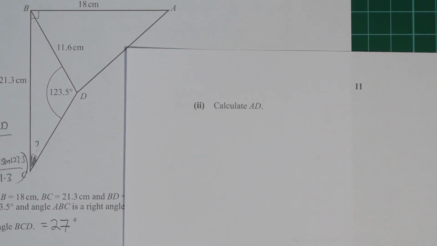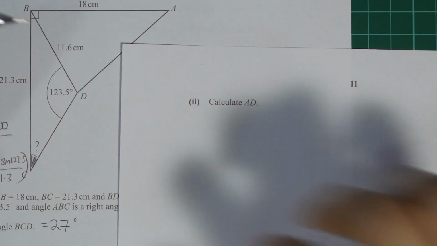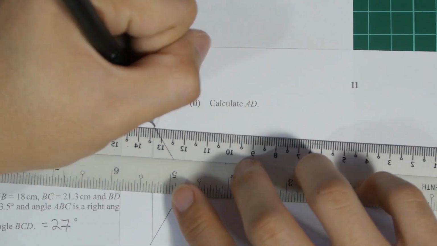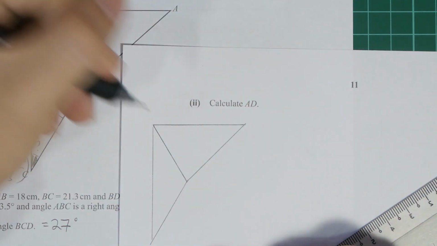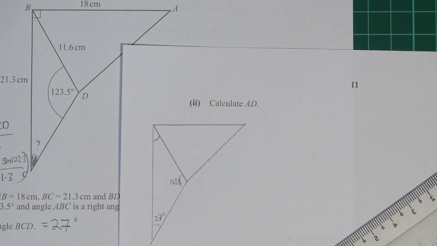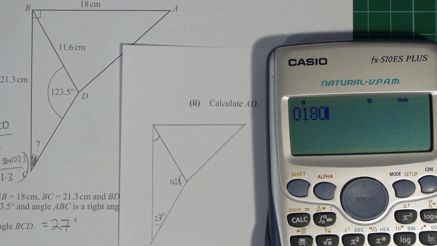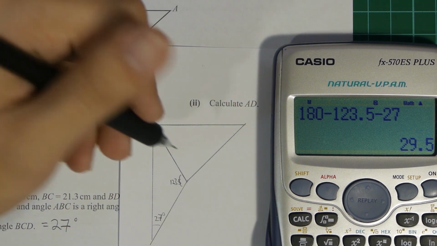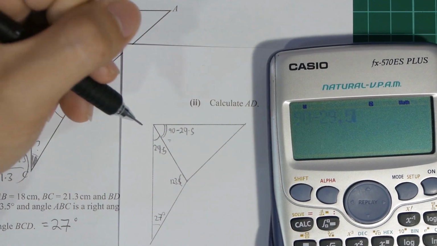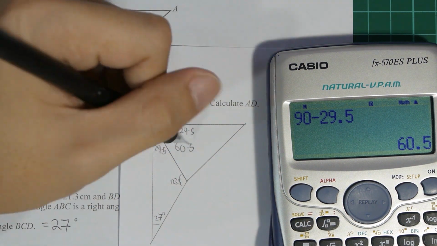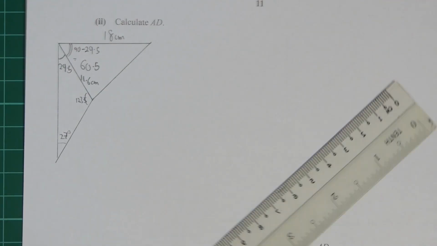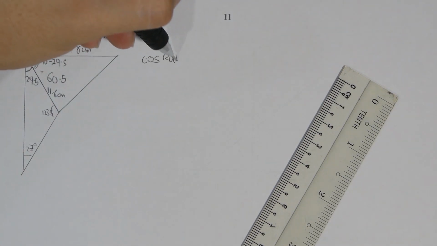So for part B, number 2, calculate AD. First thing that I did was to calculate the angle CBD, because the sum of angles in a triangle is 180, so minus the information we identified, 27 and 123.5, the balance will actually be 29.5. With that 29.5, we now know that ABD's value is 90 minus 29.5, which is equivalent to 60.5. So with that information, we can now use the cosine rule and identify AD as 15.9.